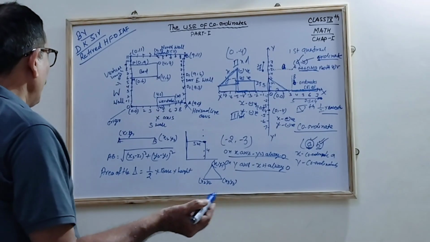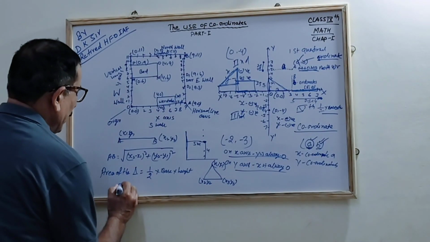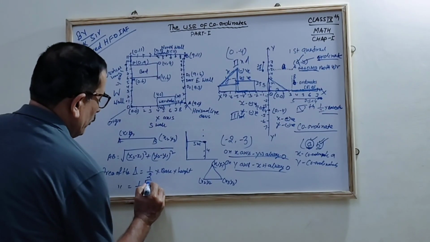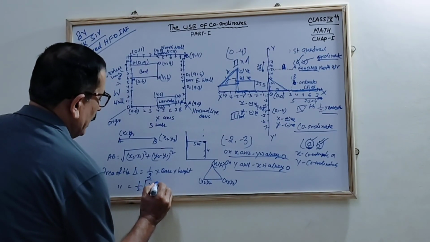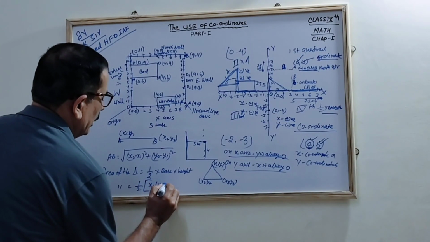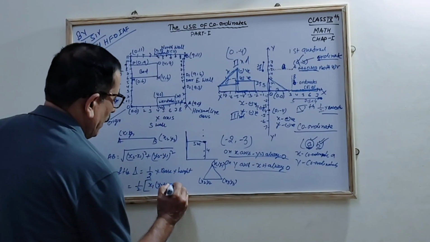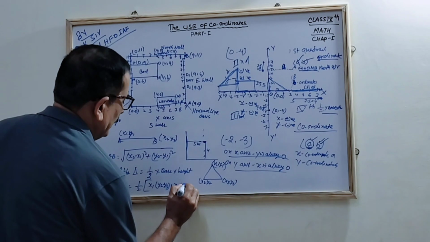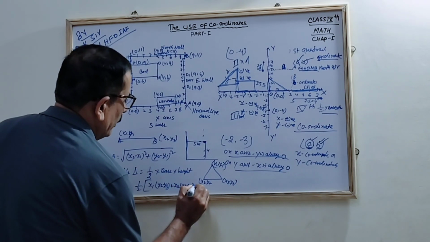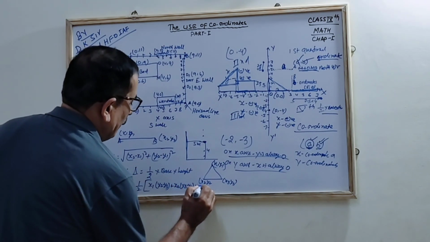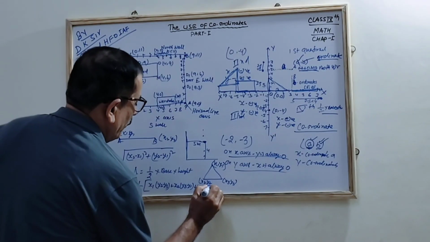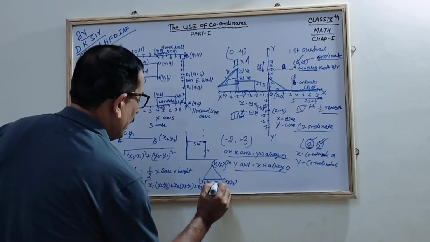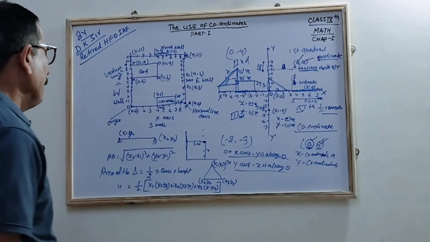So one of the formulas, note it down. The area of the triangle will be half. Correct? Half. You write down x1 into y2 minus y3, plus x2 into y3 minus y1, plus x3 into y1 minus y2. This becomes the value of that.